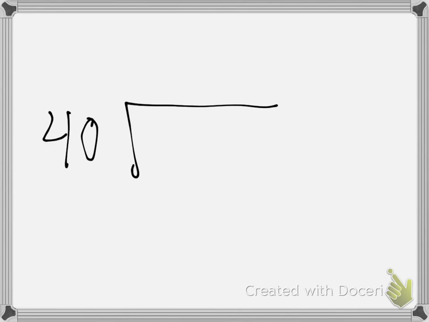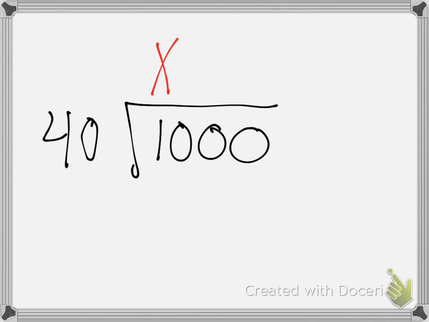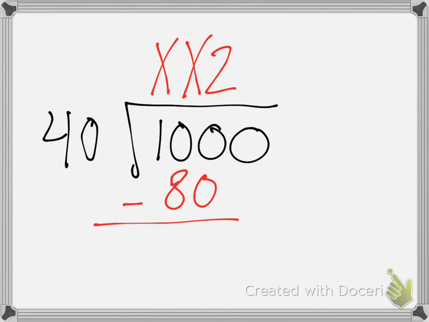So our new problem looks like 40 going into 1,000. Let's do that one together. How many times does 40 go into 1? Romario. It doesn't. How many times does 40 go into 10, Roman? It doesn't. How many times does 40 go into 100, Matthew? 2 times. And that's 80. We do the subtraction. What's 100 minus 80? Fernando? 20. Then we bring down that 2.